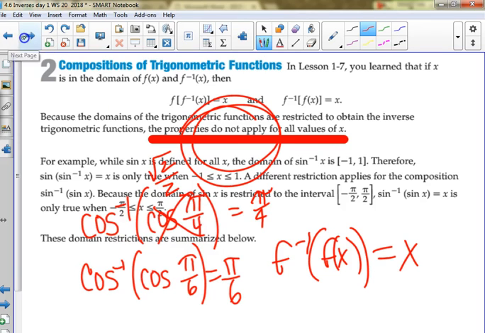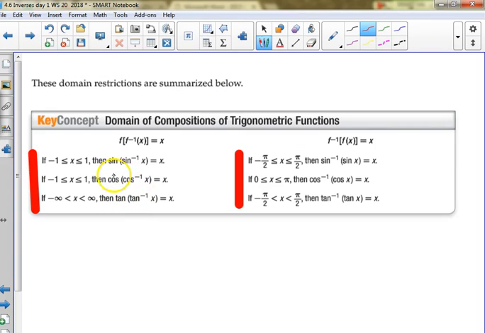Now, this is the book's idea. Here's all the places where they will undo each other. And so you have to figure out if it falls in this range, if it's one of these functions, or in this range, if it's one.